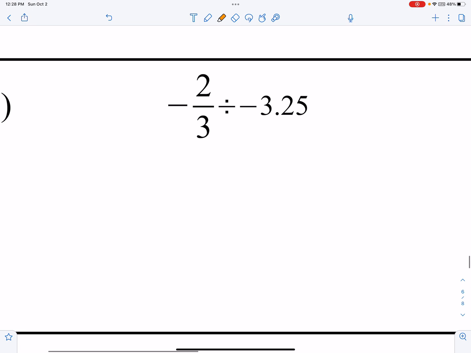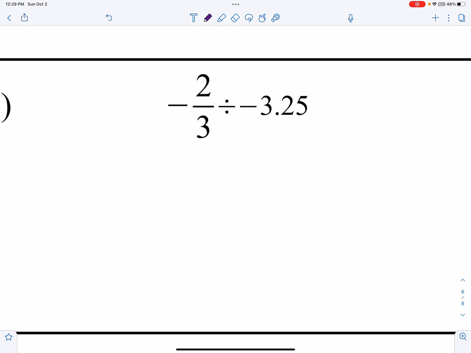So some people in the past have used keep, change, flip, that kind of language, but we really want to be using the language multiply by the reciprocal instead. And one of the things you have to know is that when you have a number like negative 3.25, or let's just say negative 3, you have to remind yourself that that's actually negative 3 over 1. Okay. All right. So what we're going to do is look at these.